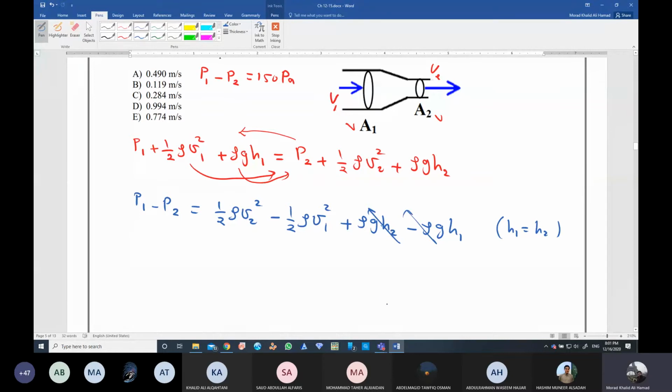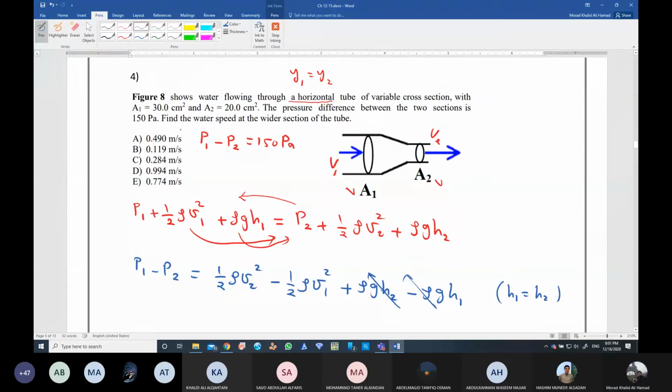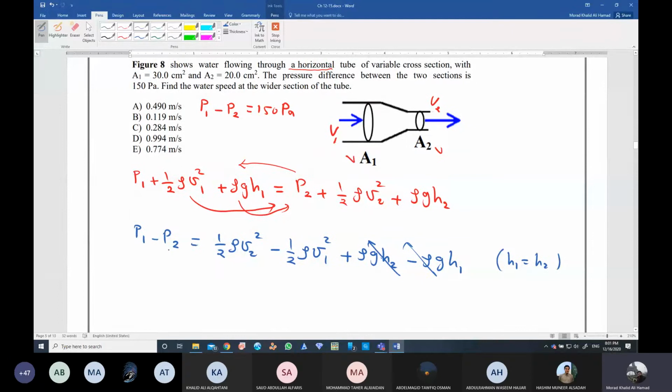Okay. Now he looks for the speed at the wider section, which means V1. P1 minus P2 is given, rho is given, V2 is unknown, V1 is unknown. So we have one equation with two unknowns. But if you remember the continuity equation, we know that V1 A1 is equal to V2 A2. So V2 will equal A1 divided by A2 multiplied by V1. Is that correct? Yes. So instead of V2, I will substitute this amount.